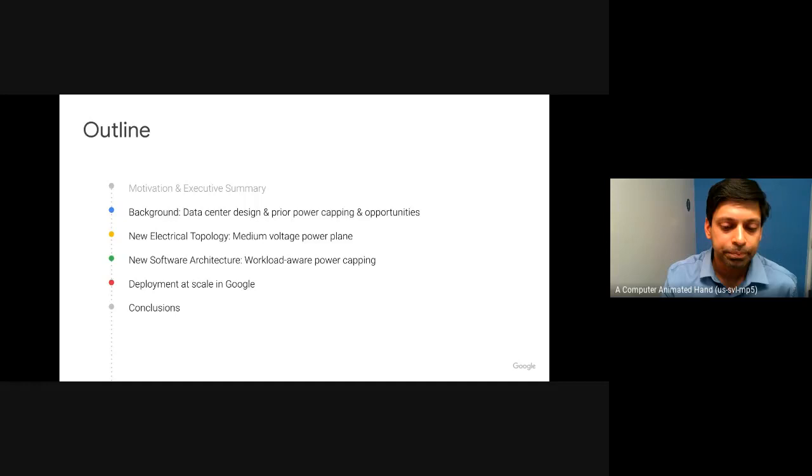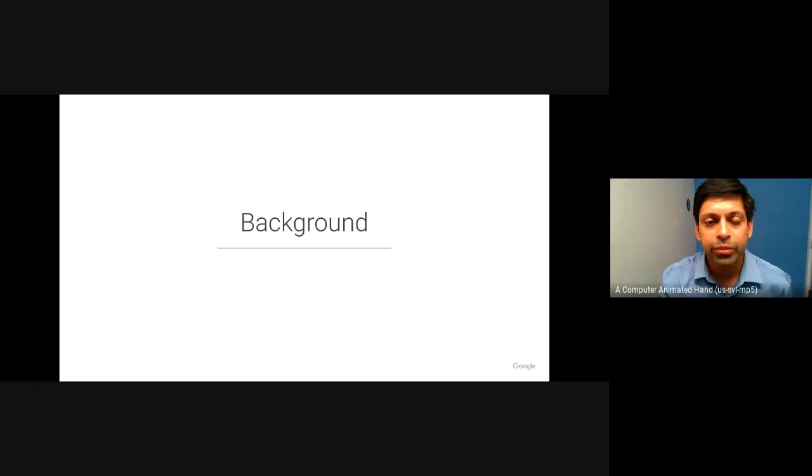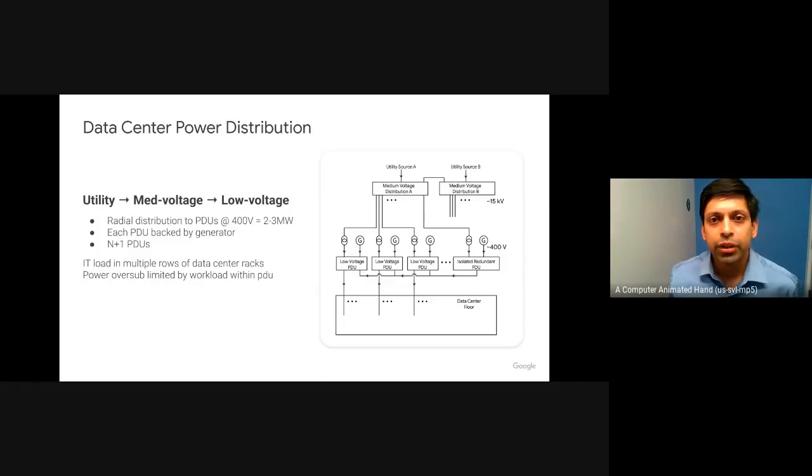Let's start with a brief background of the conventional power distribution systems in data centers. These architectures, which are also referred to as radial architectures, take power from utility and step it down from medium to low voltage, finally to a PDU. This PDU supports rows of machines and is typically 2 to 3 megawatts in size. A schematic of such a topology is shown on the right. We will compare the impact of the domain size on the PDU utilization in our results section, and also compare it to the outputs from our new proposed architecture.